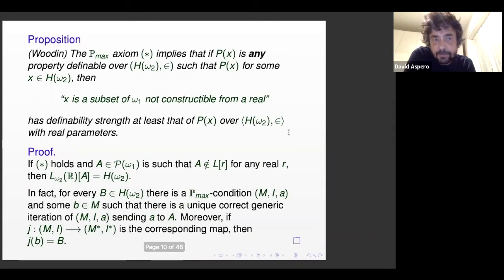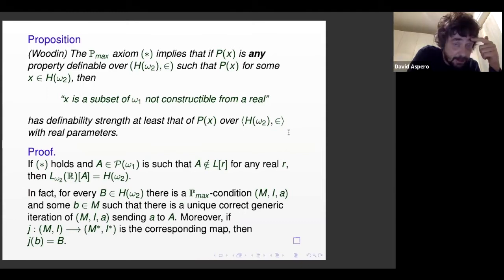Okay. So again, let me give an example of things that happen when you look at this notion of definability strength. If you look at the Pmax axiom star, that implies that if P(X) is any property definable over H(ω2) which is true about something in H(ω2), then the property "X is a subset of ω1 not constructible from a real" has definability strength at least that of P(X) over H(ω2) with real parameters, right? So the property of being a subset of ω1 not constructible from a real sits on top of anything else.